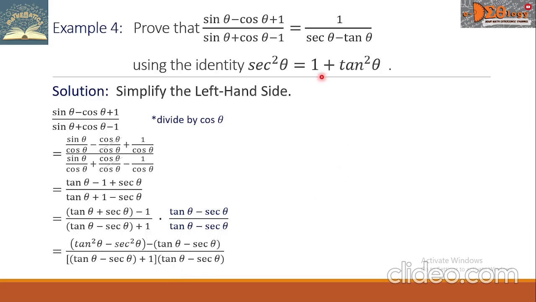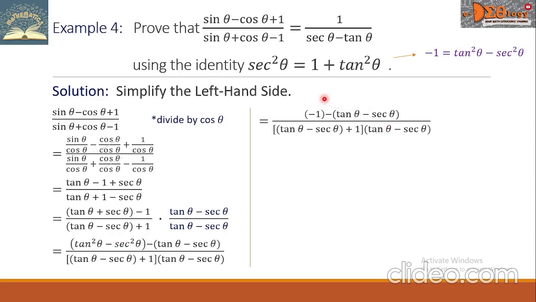And from here, let us look at our identity. We can put together the tangent and the secant in one side. And this constant one, we will put on the left. So it becomes negative 1 equals tangent square theta minus secant square theta. Look at this group here. It is the same as the right-hand side value, which means we can substitute negative 1 to this value here. So it becomes like this. And then let us simplify the numerator. We have negative 1 minus tangent theta plus secant theta. In the denominator, we have this trinomial here.